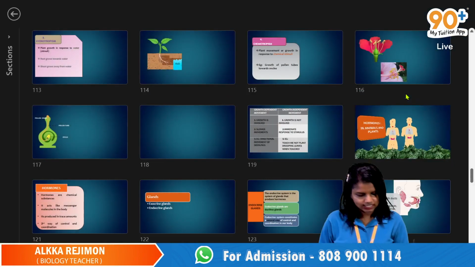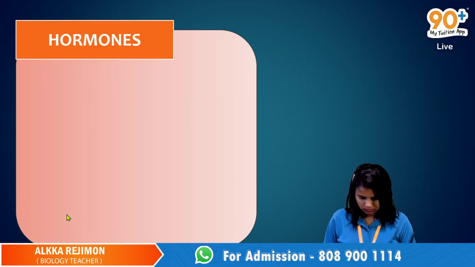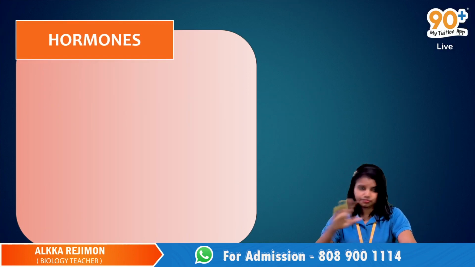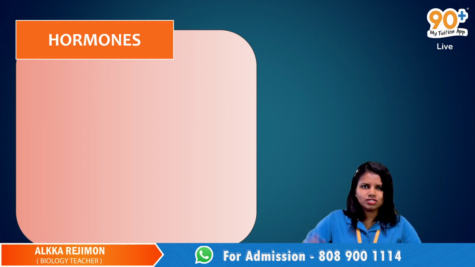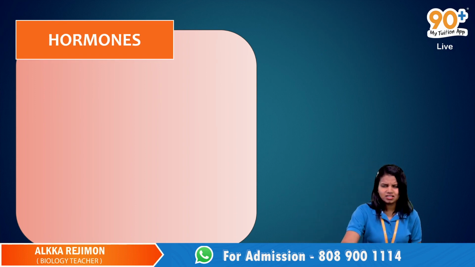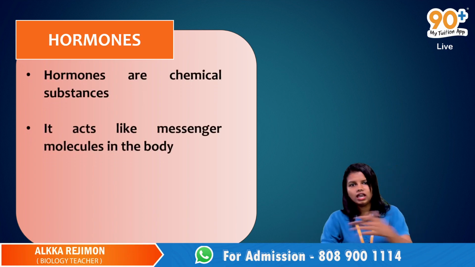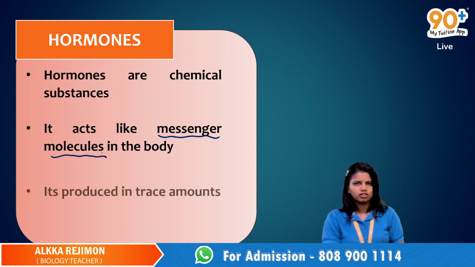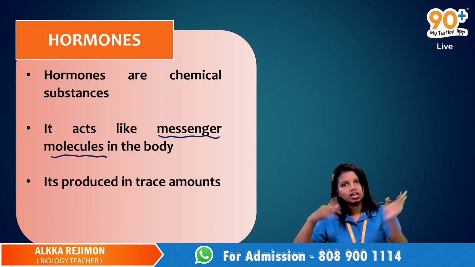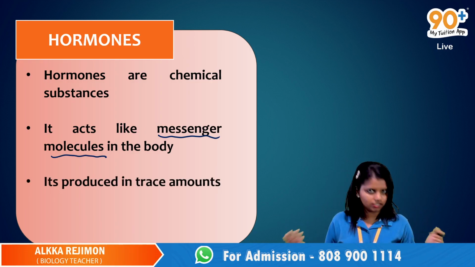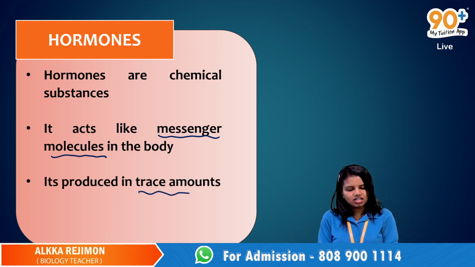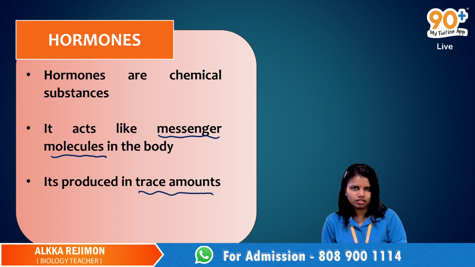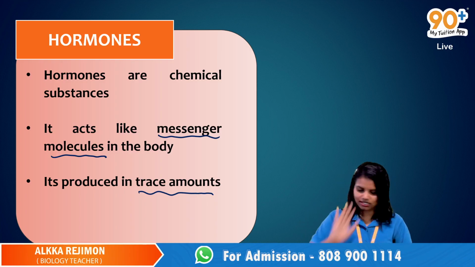So let's see the hormones. As you already know, hormones are basically some chemicals present inside the body, and they act like messenger molecules. They can convey certain messages from one area to another area of your body, or a plant body, and they are needed only in a very trace amount. Very little is enough. They can make bigger changes with that trace amount.